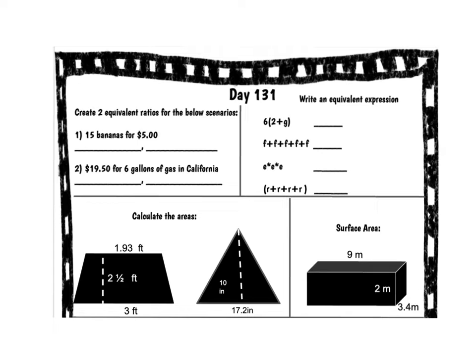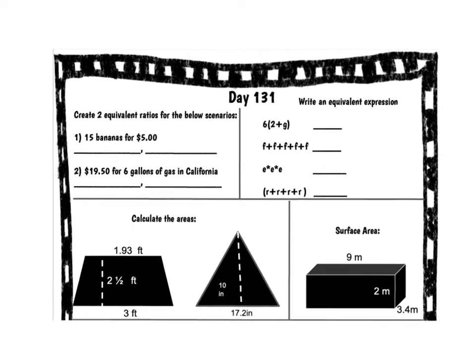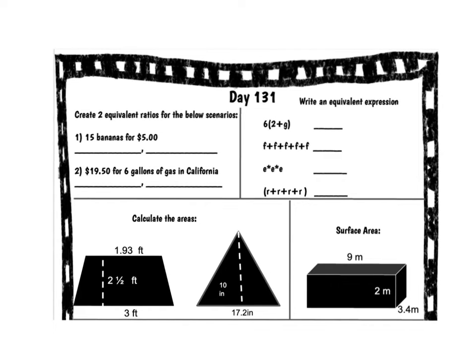15 bananas for $5. Create two equivalent ratios, okay? So if we want to go for 30 bananas, we could do 30 bananas for $10. Or we could do 45 bananas for $15.